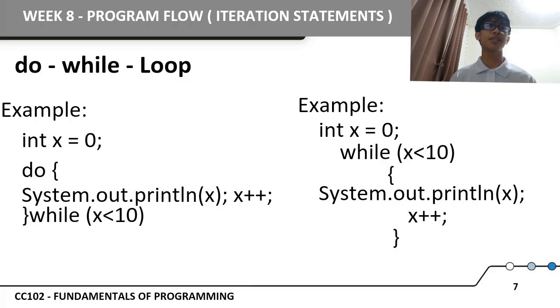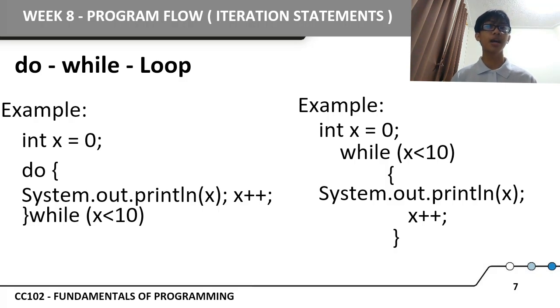In this example, the code inside the do-while loop runs at least once, printing the value of x and incrementing it, even if the condition x less than 10 was false initially. The loop continues as long as x is less than 10. In this while loop example, the condition x less than 10 is checked before the code is executed, so the loop only runs if the condition is true initially. So basically, it will print numbers from 0 to 9.